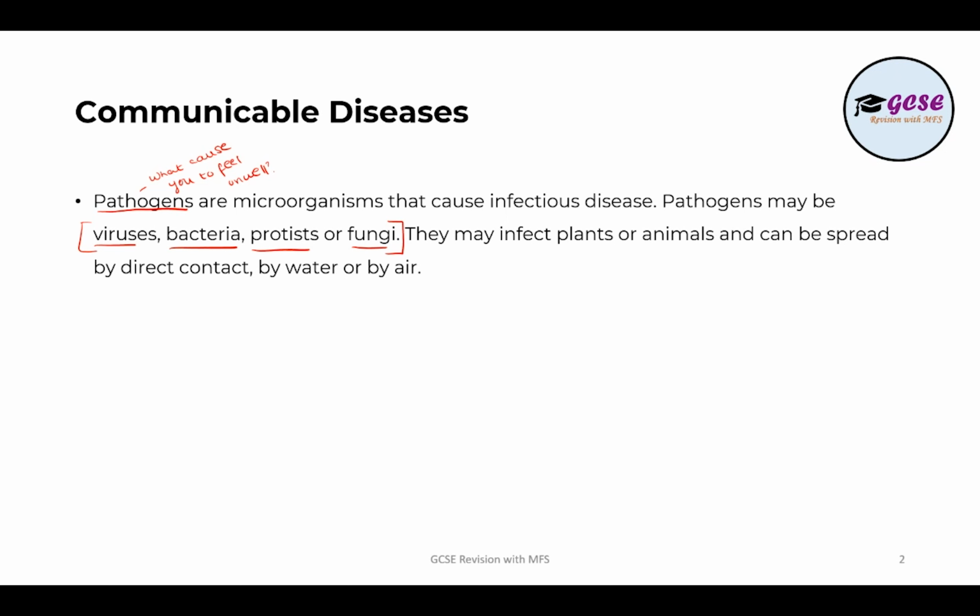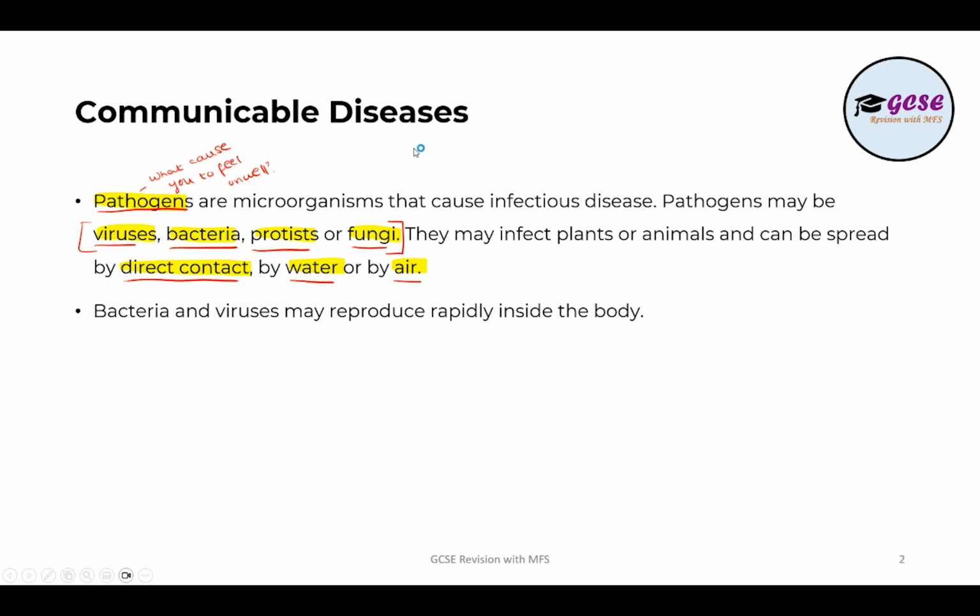They can also infect plants and animals, not just us, and they can be spread by direct contact, by water, or by the air. So, some key information there. The key definition you need to know is that pathogens are microorganisms which cause infectious disease. Examples of pathogens include viruses, bacteria, protists, and fungi. In today's lesson, we're going to be focusing on viruses. They can also infect plants or animals, and the ways that they can be spread include direct contact, water, or air.